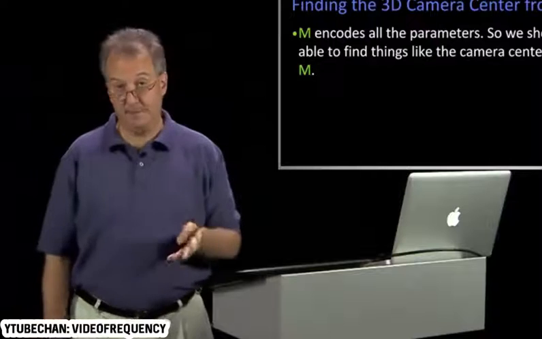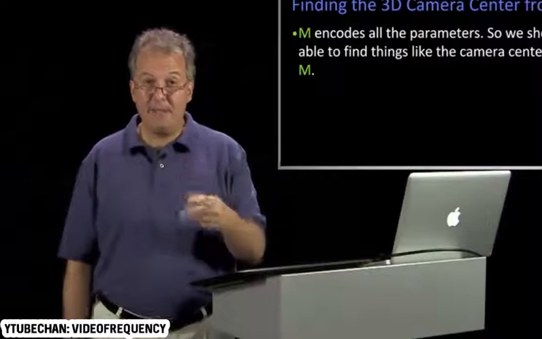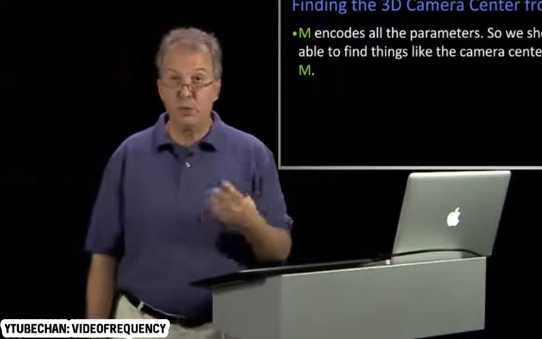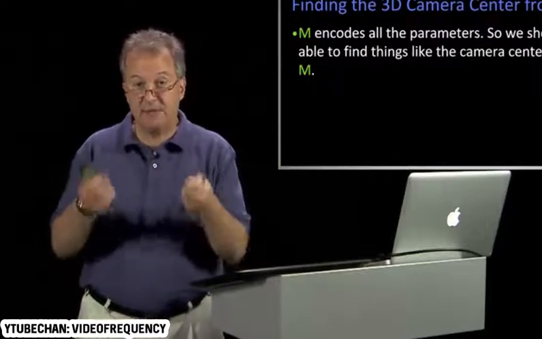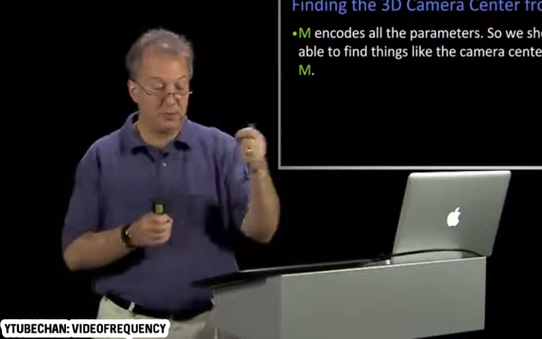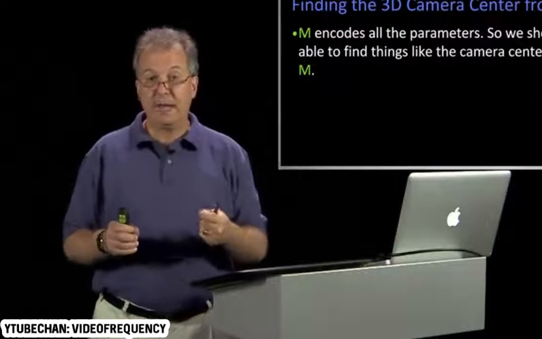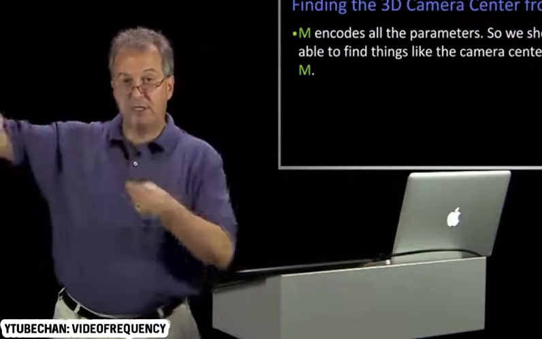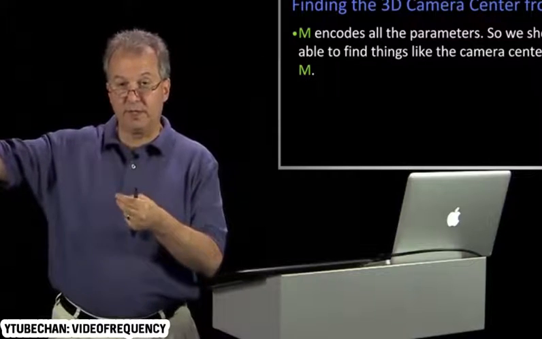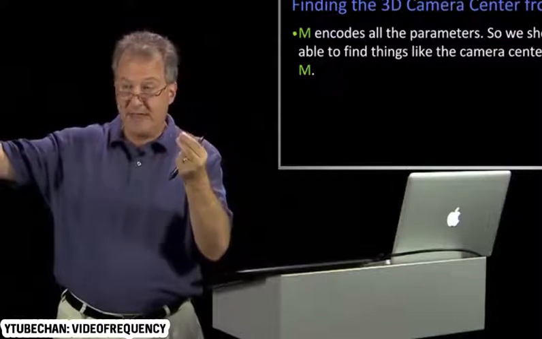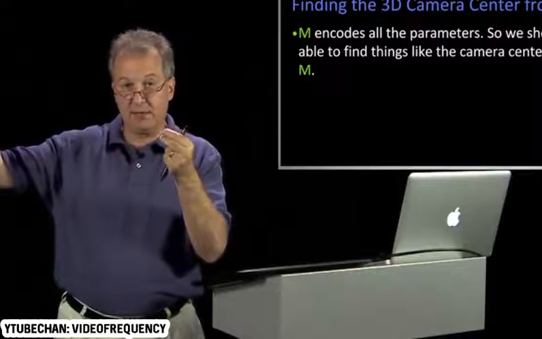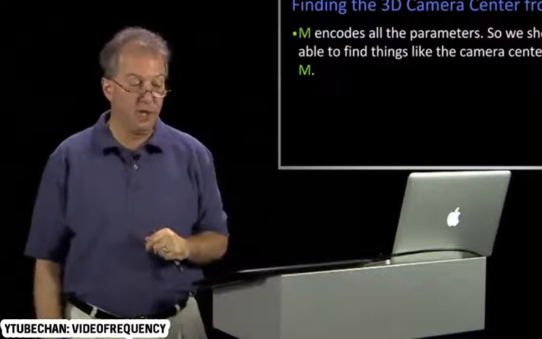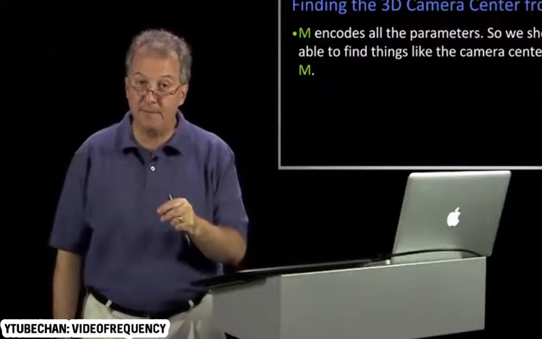So now we have M. Now we know that M encodes all the parameters, the extrinsic parameters and the intrinsics. So we should be able to find things about the camera from M. For example, the focal length, which would be an intrinsic. Or how about the camera center? Remember the translation vector that translates from the world coordinate to the camera center? If we just knew that translational value, that would tell us the location of the camera center in the world coordinate frame. So we should be able to get that directly from the M matrix.